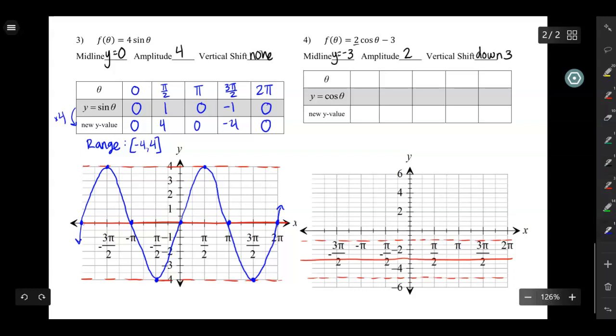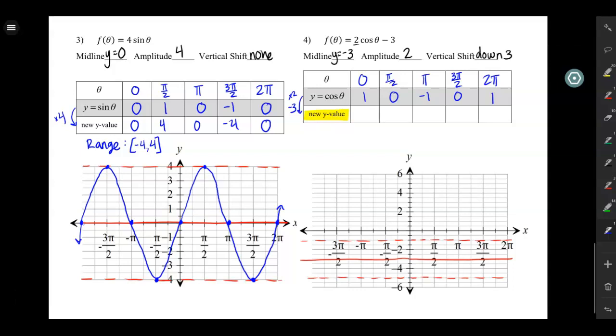So what my original cosine would look like. And you're going to get really familiar with these parent graphs of sine and cosine because you're going to use them so much. Now here's an important part. As we start changing our y values to create our new y value down here, you have to account for both the amplitude and the midline. You need to do the amplitude first. So what we're going to do is with each of these y values, we are going to multiply by 2, and then we're going to subtract 3. So you've got to do the amplitude first.